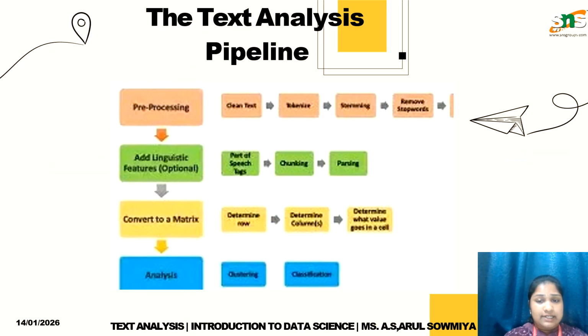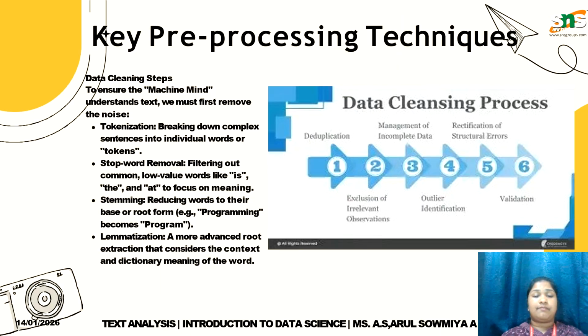So this is the text analysis pipeline. The first is pre-processing, then add linguistic features, then convert to a matrix, and then finally the analysis part is concluded. So we are given the text, and then we read the text and process the pre-processing actions, and then it is determined that we can convert it to a matrix.